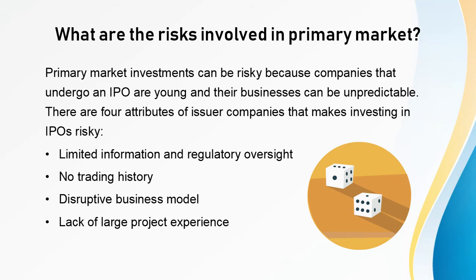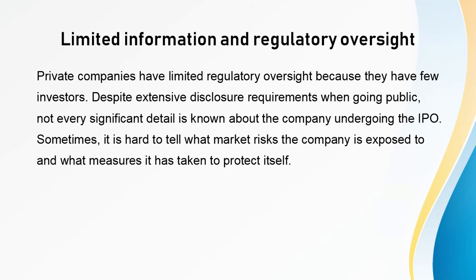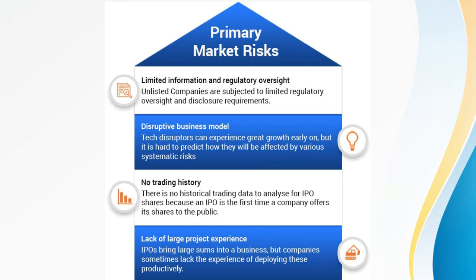Now let's look at the risks involved in primary market. Primary market investments can be risky because companies that undergo an IPO are young and their businesses can be unpredictable. There are four attributes of issuer companies that makes investing in IPOs risky: limited information and regulatory oversight, no trading history, disruptive business model, and lack of large project experience. Now, let's look at these in more detail. Here's an infographic so you can have an idea of what the four risks generally give.